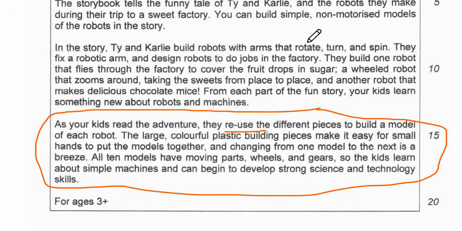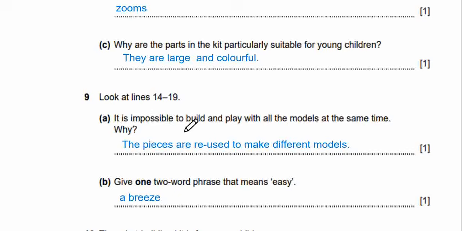And the two-word phrase that means easy will be: changing from one model to the next is a breeze. The two-word phrase is "easy", and here it is replaced by "a breeze". So let's type that down. Right, this is our answer. The pieces are reused to make different models, and easy is a breeze.